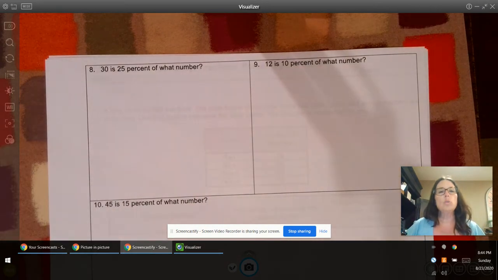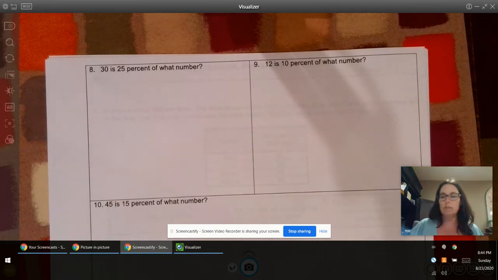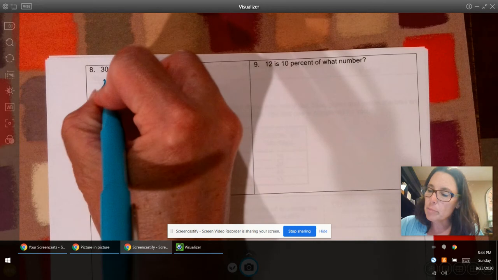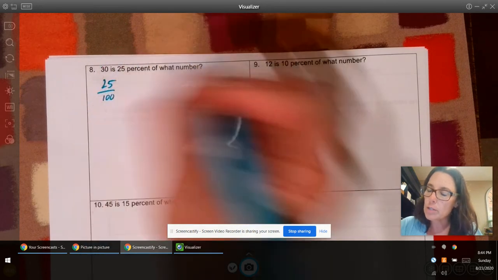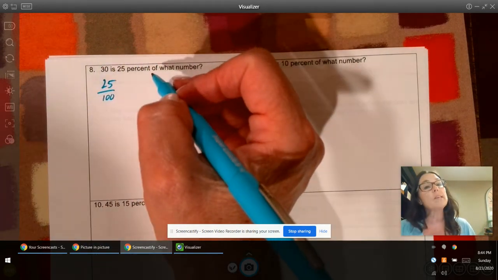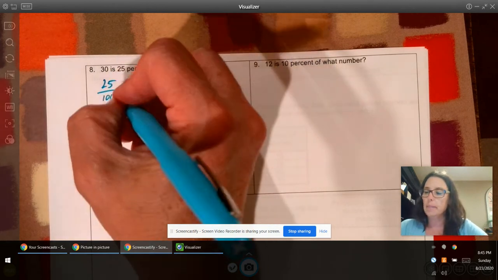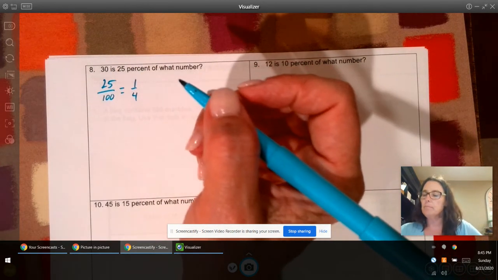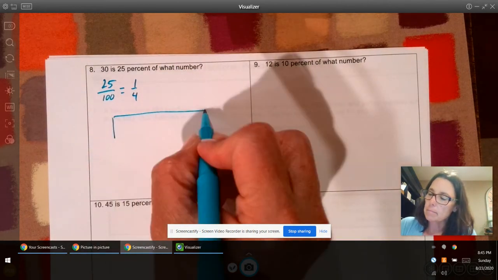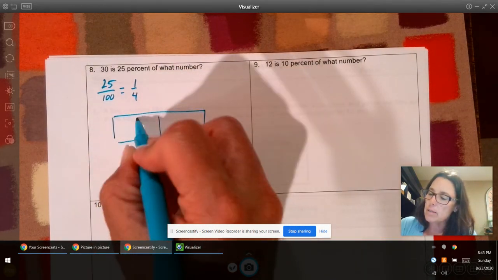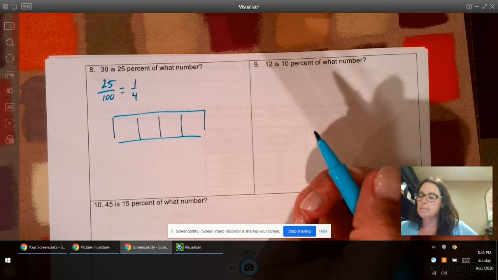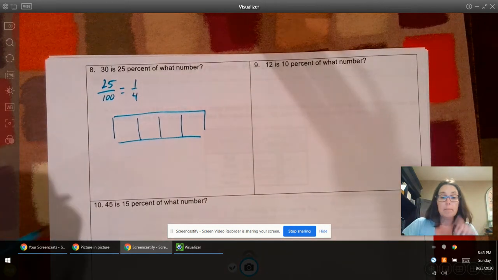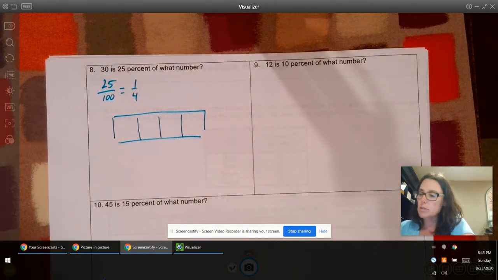Remember I told you when you're given the percent, you always start with that number over 100. So 25% over 100. Don't be fooled that you don't see a little percent symbol, okay? Okay, this reduces to 1/4. All right. My box is cut up into 4 chunks. Okay, this time, here's the trick. Here's the trick on this one.